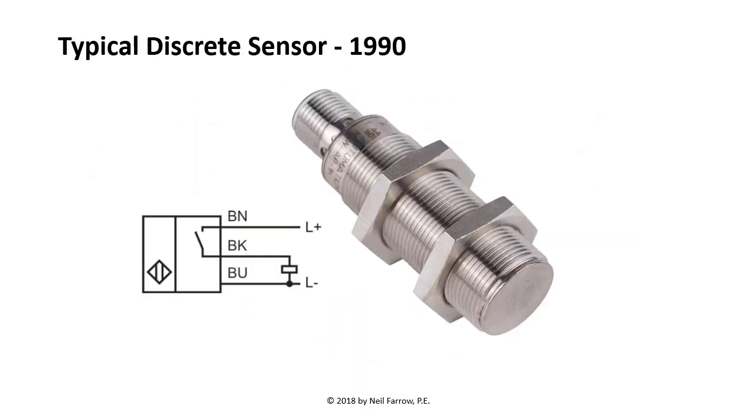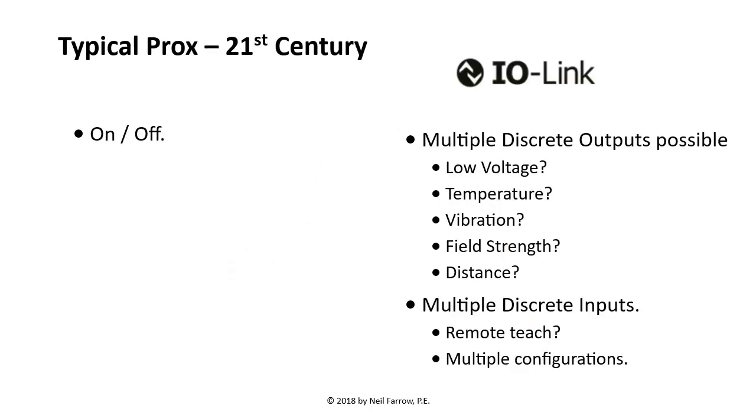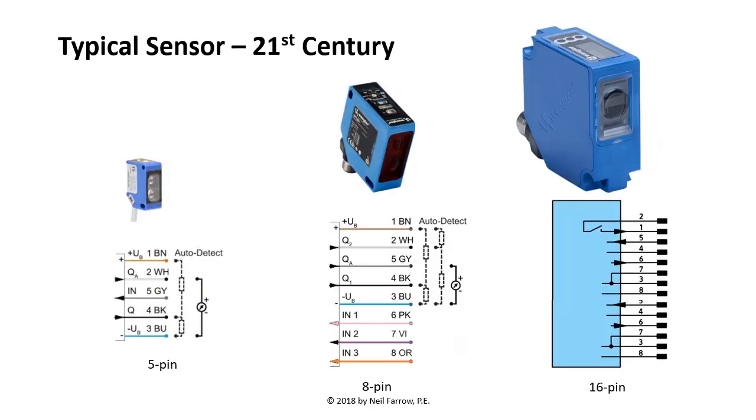From the 90s and earlier, we have the traditional single output proximity switch. Even a simple prox switch, you could get lots of other information from it if the voltage is low, if it's over temperature, perhaps vibration, what's the magnetic field strength, or maybe you could linearize what's the distance to the object. Today, even the smallest photo eye has 5 wires. It'll have an extra output or an extra teach input.